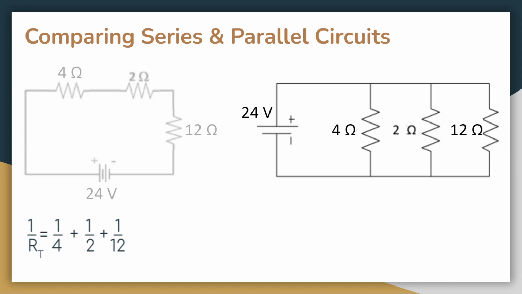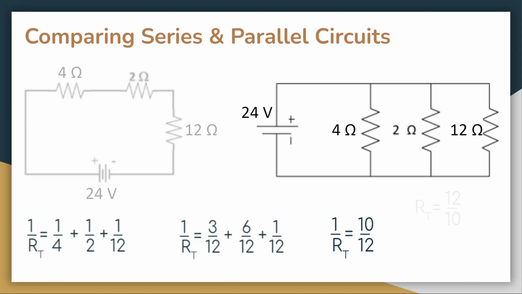So 1/4 is 3/12. 1/2 is 6/12, and then I have 1/12. I can add those together. 3/12 plus 6/12 plus 1/12 is 10/12. And again, that's not my answer. I need the reciprocal. That is 1 over RT. Now we flip it. 12 over 10 is 1.2. That's why I said it's faster to do it this way. But I'll show you how to do it in the calculator later on.